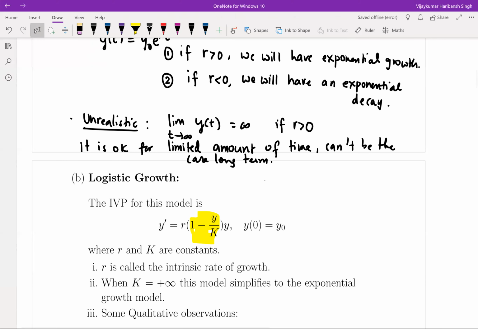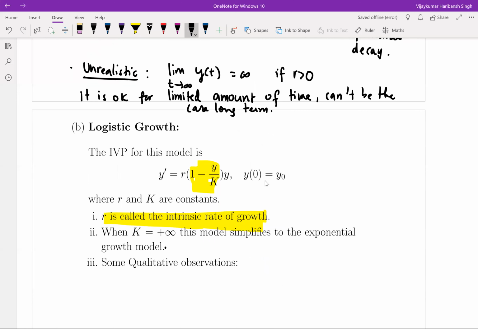Here, r and k are constants. r is called the intrinsic rate of growth. Now note that if k goes to infinity, what happens? In this case, y over k will go to 0. In that case, the model will simplify to r times y. So it will simplify to the exponential growth.